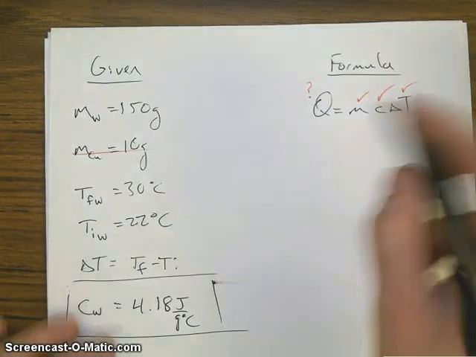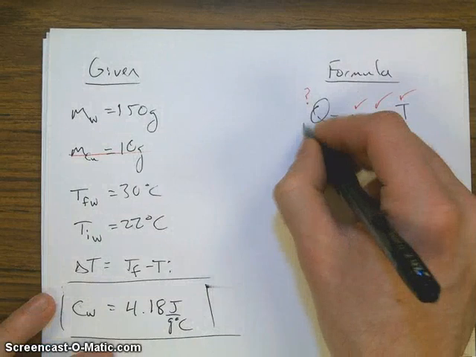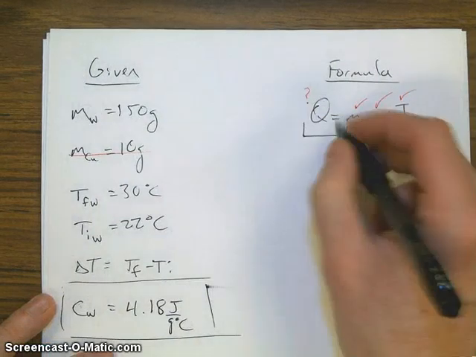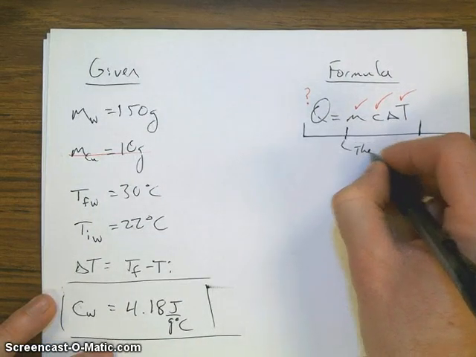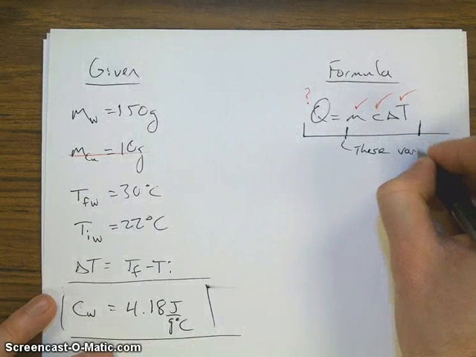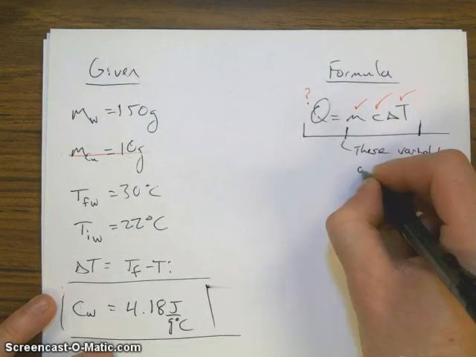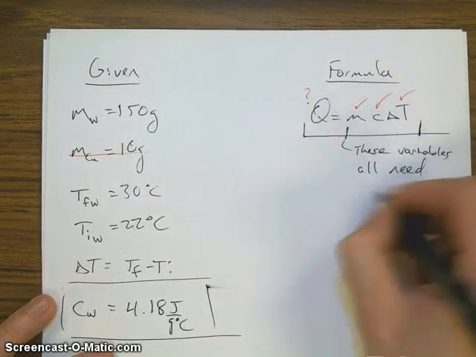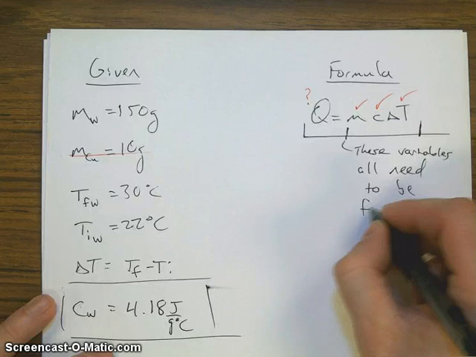So let's write a note so we remember that. And actually, it's for the whole thing in particular. It's that these variables all need to be for the same substance.